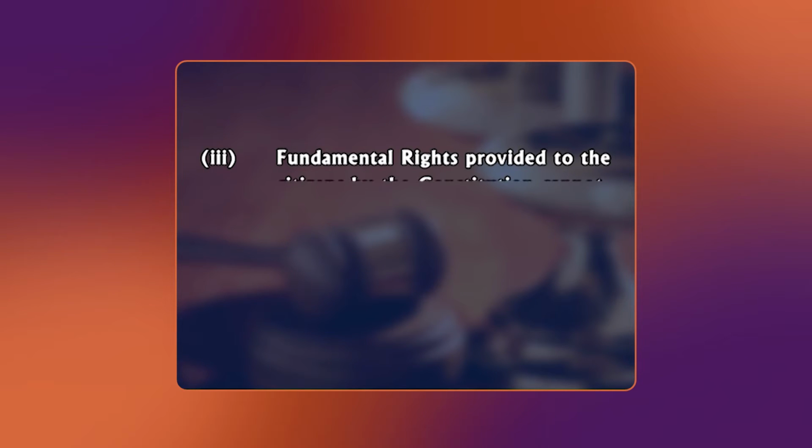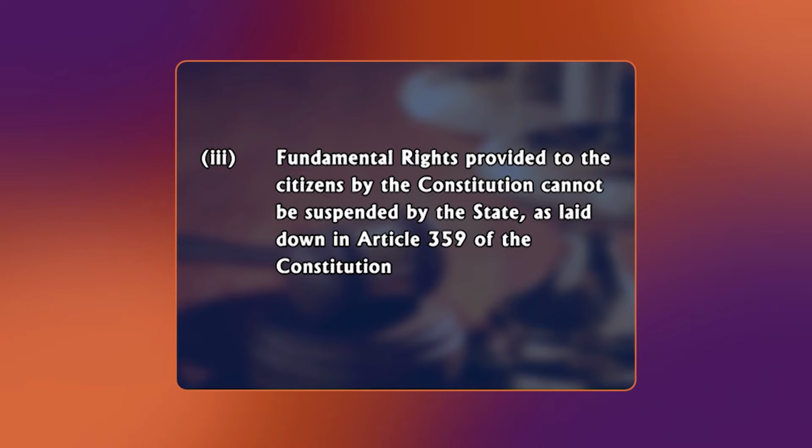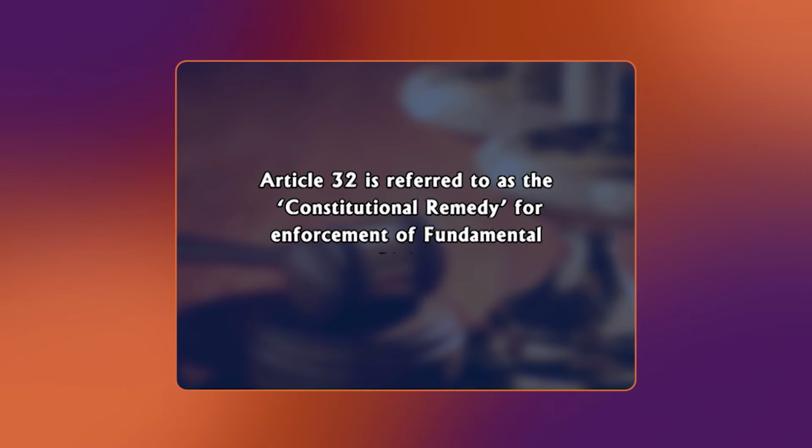Number 3. The fundamental rights provided to the citizens by the Constitution cannot be suspended by the state, as laid down in Article 359 of the Constitution. A fundamental right may also be enforced by way of normal legal procedures, including a declaratory suit or by way of defense to legal proceedings. However, Article 32 is referred to as the constitutional remedy for enforcement of fundamental rights. This provision itself has been included in the fundamental rights and hence it cannot be denied to any person.